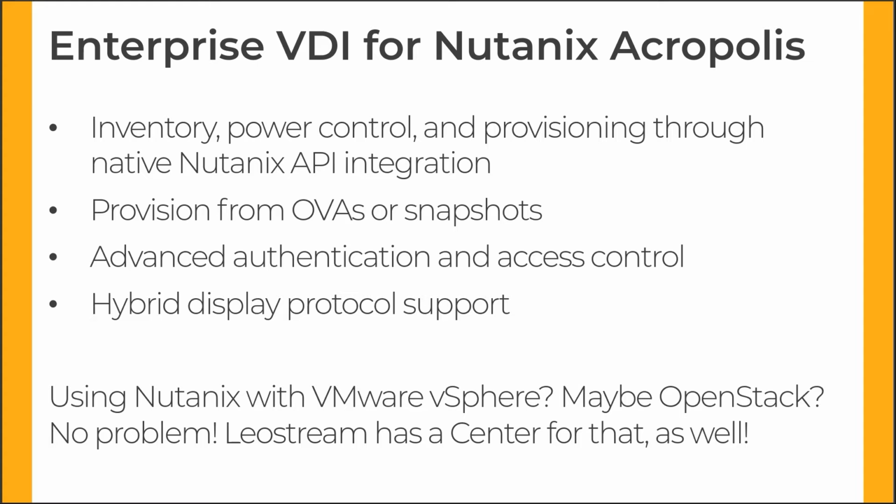The way that we've done our integration when it comes to provisioning is in two ways. You can either provision from images, basically created as OVA files. So you would create your master VM, install your applications, put the Leostream agent on there, and then clone it to an OVA. Or you can create a snapshot of it. Same thing: create your master VM, put your applications and your Leostream agent on there, and then just take a snapshot from the Prism Element UI.